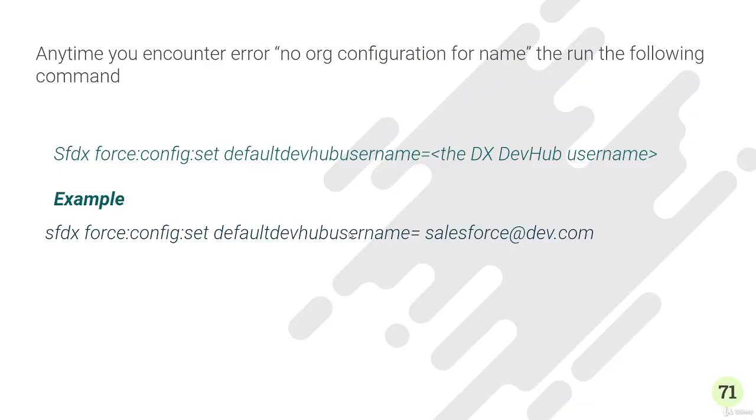Now while creating the scratch org, if you face any issue, something like no configuration for the name, you can run the following command to set the default dev hub username. So this is the command and this is the example. And if you're still not able to create it, you can message me.